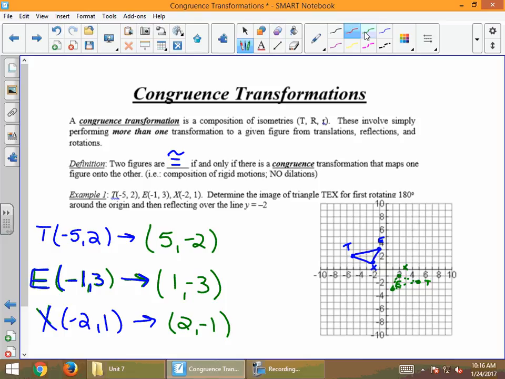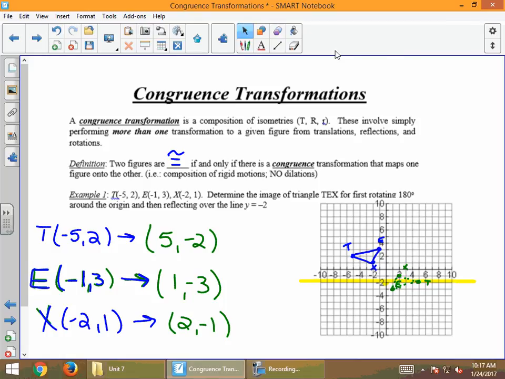So after we do the rotation, our next transformation is reflecting over the line y equals negative 2. Well, I'm going to highlight that line. Here's where y is negative 2, and my line's going to go just through that. It's really tempting to put it up and down, but if you put it up and down, you're doing the y-axis. We only want negative 2, so it's going to go across.